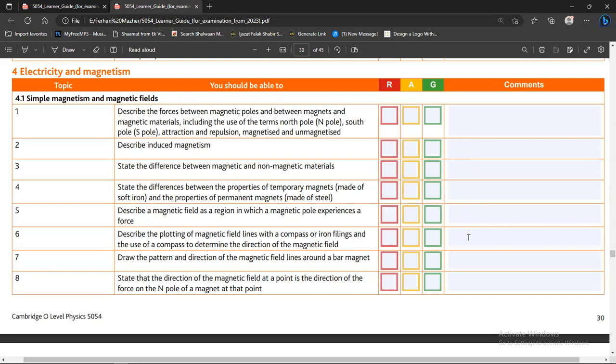Describe the plotting of magnetic field lines with a compass or iron filings and the use of a compass to determine the direction of the magnetic field. Draw the pattern and direction of the magnetic field lines around a bar magnet. State that the direction of the magnetic field at a point is the direction of the force on the north pole of a magnet at that point.